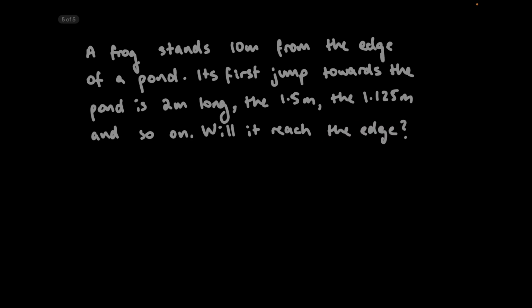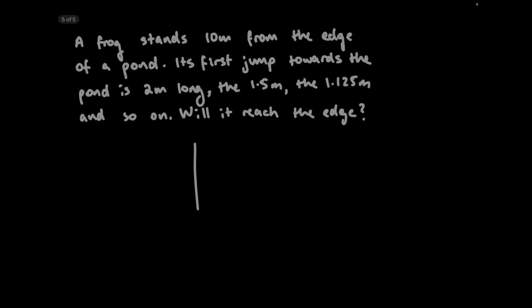Okay, this is our next question. So this question says that a frog stands 10 meters from the edge of a pond. Okay, so if we have a pond, just to visualize it, this is our pond, has some water in it. And there is a nice frog 10 meters away. So this is a frog.